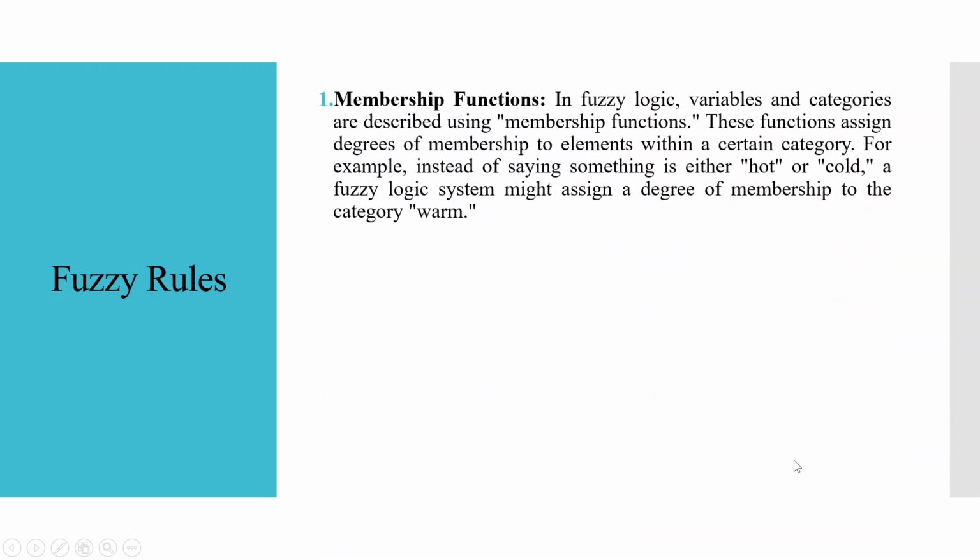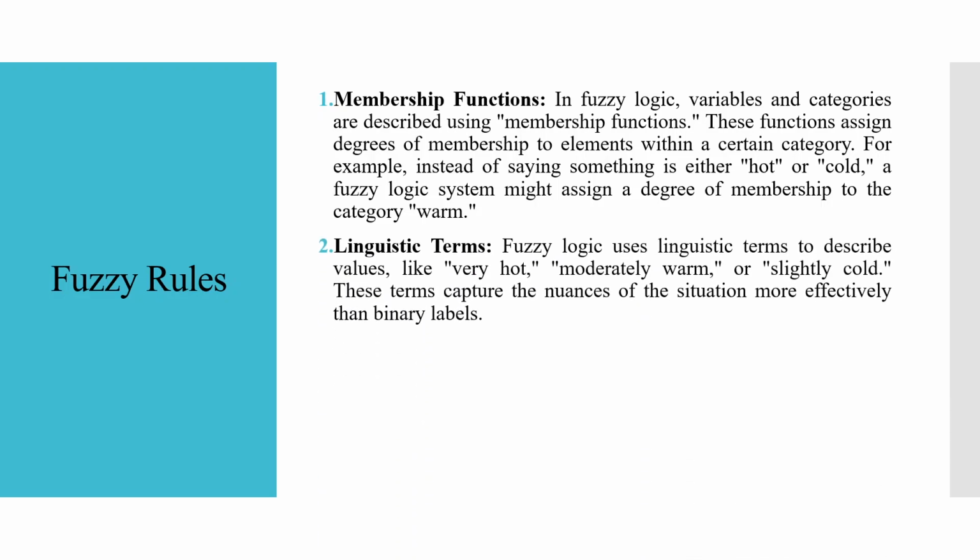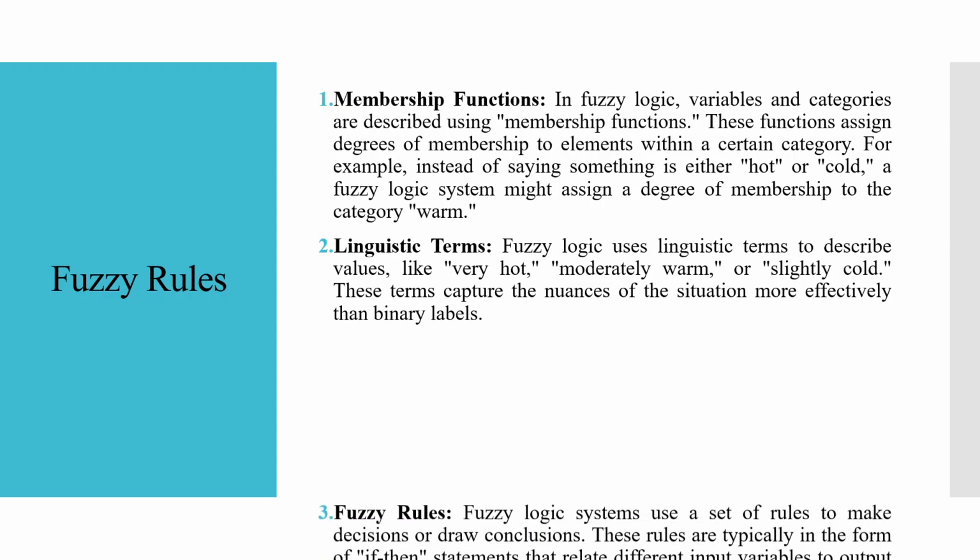Fuzzy rules. In fuzzy logic, variables and categories are described using membership functions. These functions assign degrees of membership to elements within a certain category. For example, instead of saying something is either hot or cold, a fuzzy logic system might assign a degree of membership to the category warm. Linguistic terms. Fuzzy logic uses linguistic terms to describe values like very hot, moderately warm, or slightly cold. These terms capture the nuances of situations more effectively than binary labels.